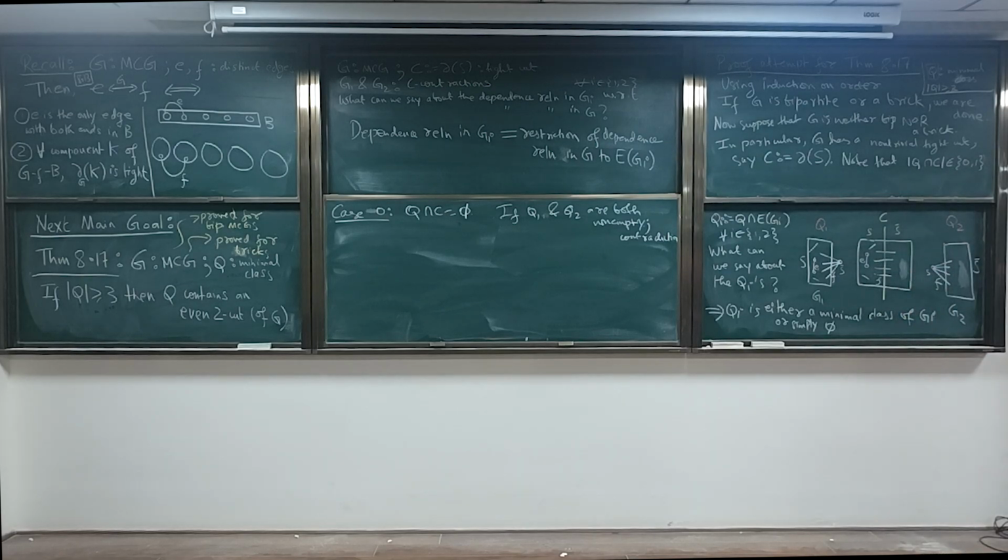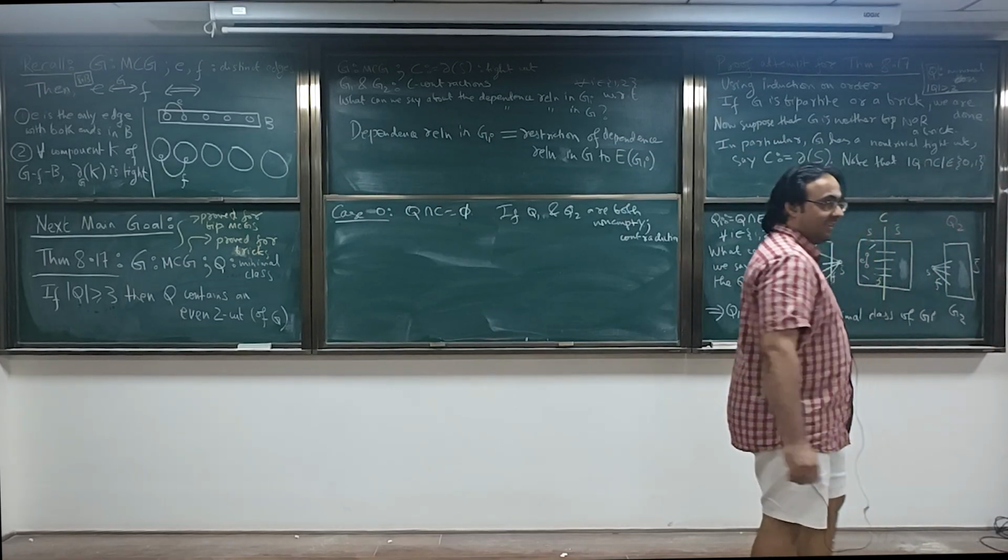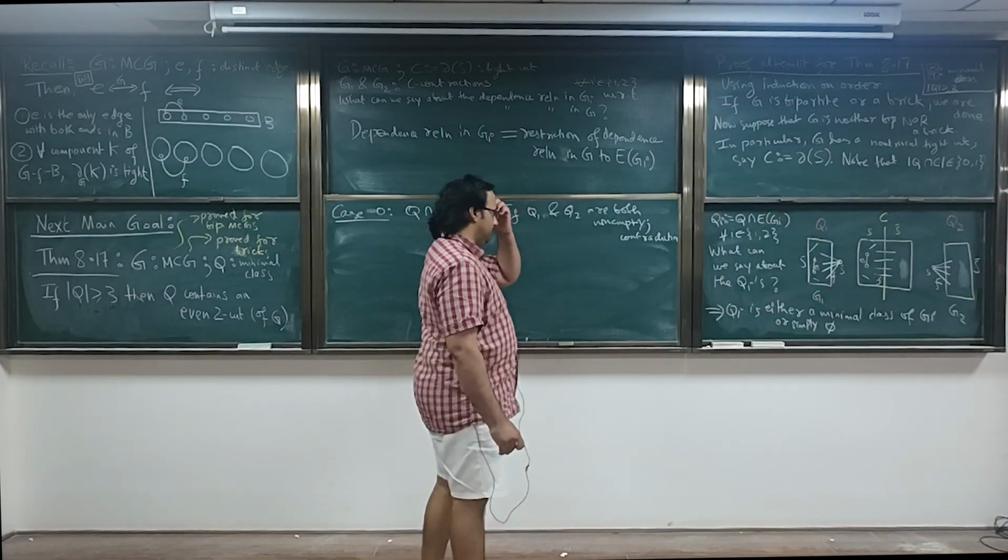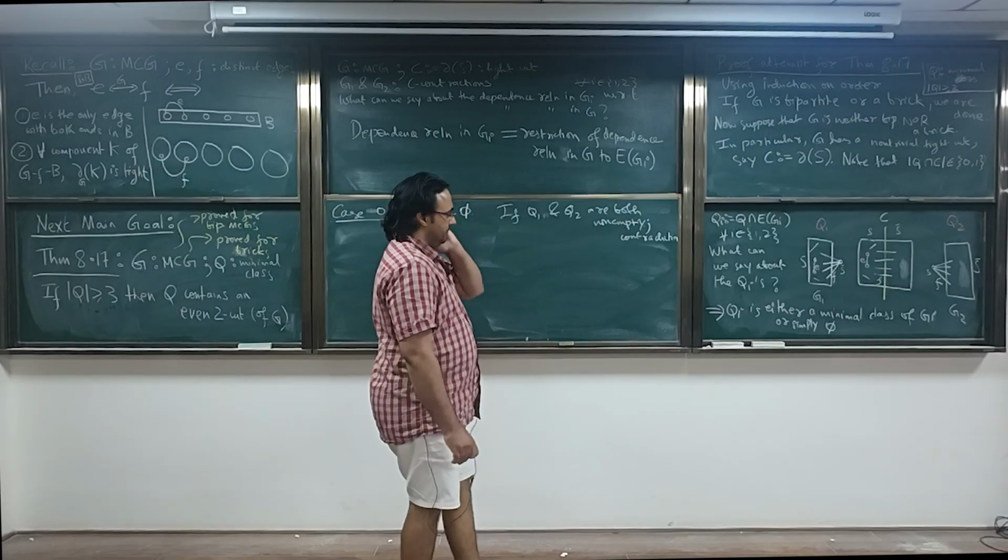By the induction hypothesis, it contains an even 2 cut. Every 2 cut of G1 is a 2 cut of G. That's nice. So you're done. This proof will be finished. Good.